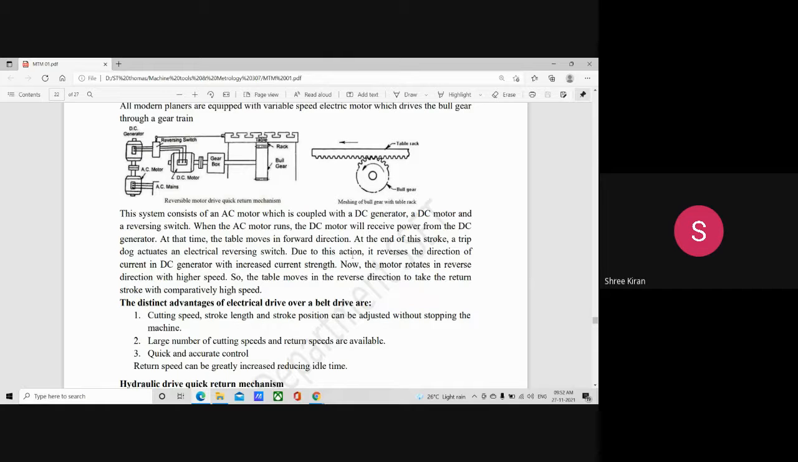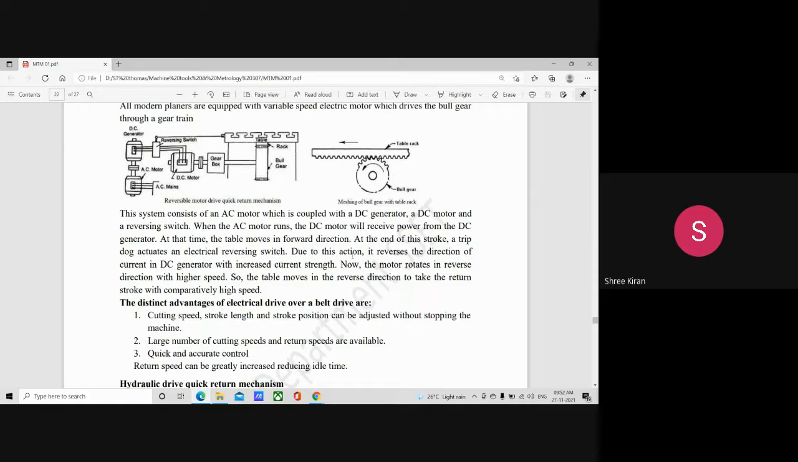So the table moves in the reverse direction to take the return stroke with comparatively high speed. This all happens in the case of a reversible motor drive quick return mechanism. So there's a small difference here, as we have a motor with respect to the earlier one.